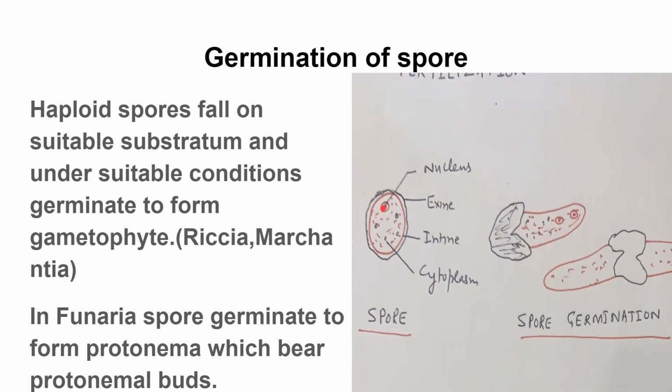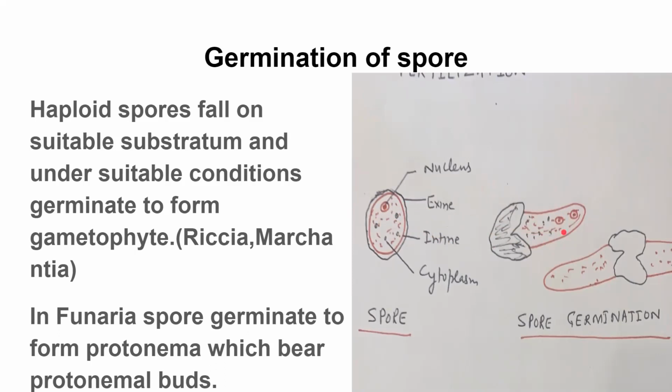And its nucleus, because it is haploid in genetic constitution, will undergo mitotic cell division. Two nuclei will be produced and cell formation will start. So this may germinate from both sides, or it may germinate from one side. So ultimately, the spore will germinate to form the gametophyte. In case of Riccia, Marchantia, and Anthoceros, the spore directly germinates to form the gametophyte.